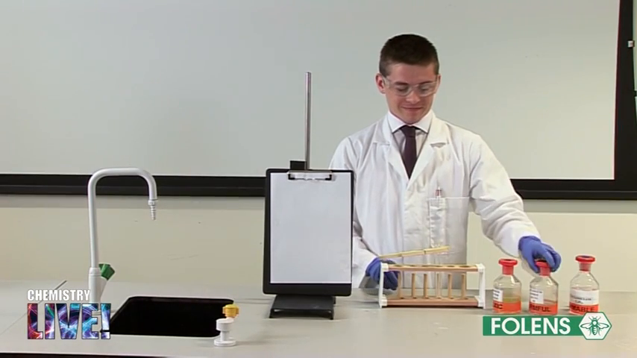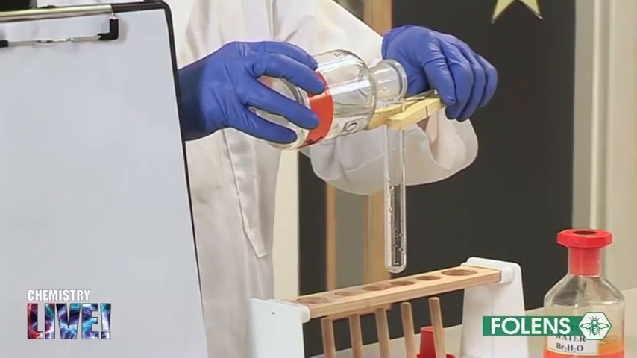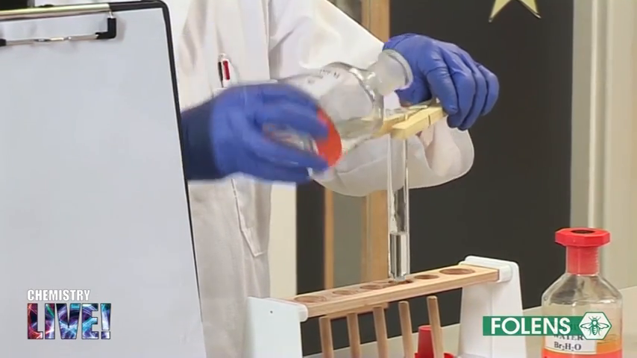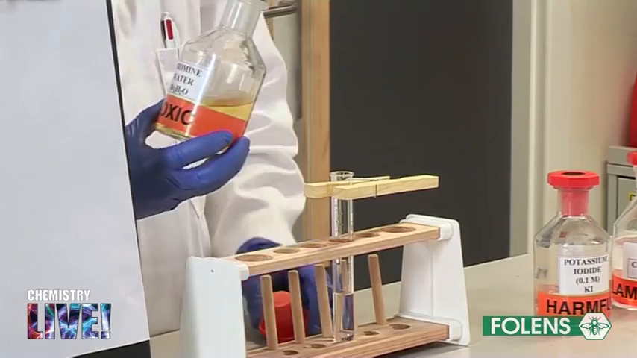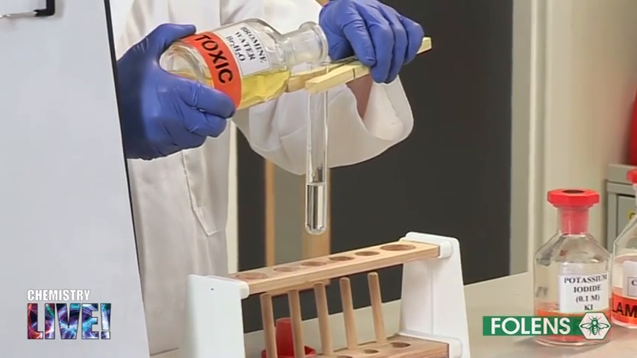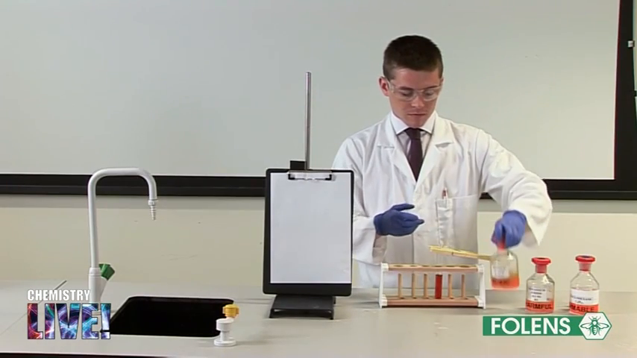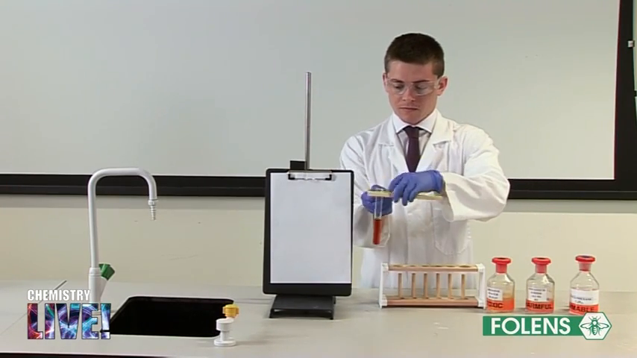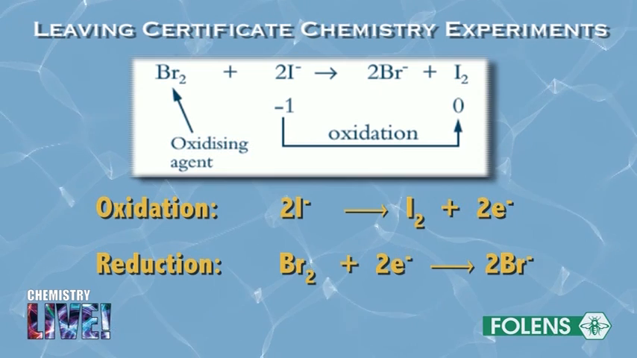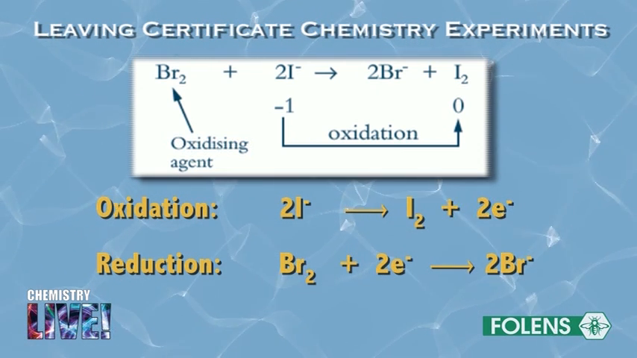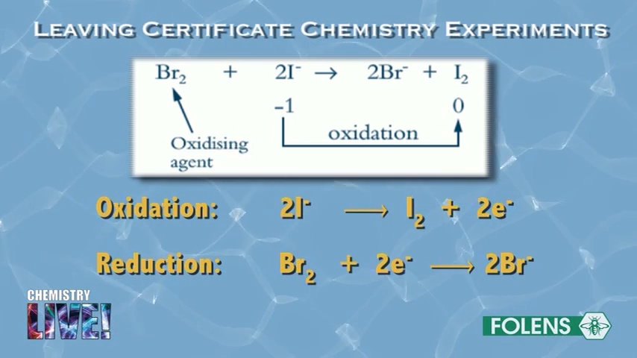Add about 1/5 of a test tube of bromine water to the same quantity of potassium iodide solution. Note the appearance of the brown color of the iodine. The bromine is oxidizing the iodide ions to iodine, according to the equation shown on the screen. We can conclude from this experiment that bromine displaces iodine from a solution of an iodide salt.